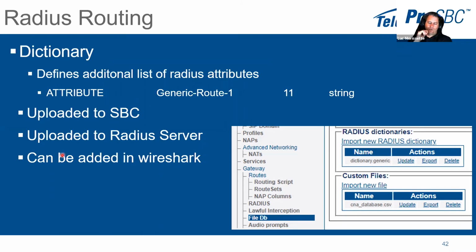And if you want to take a Wireshark trace of these radius packets, you can add this dictionary also in Wireshark to be able to decode those new parameters. Otherwise, you will not see them. You will see just unknown values in Wireshark. All right. So the dictionary has to be loaded in the SBC, in the radius server, and also in Wireshark.